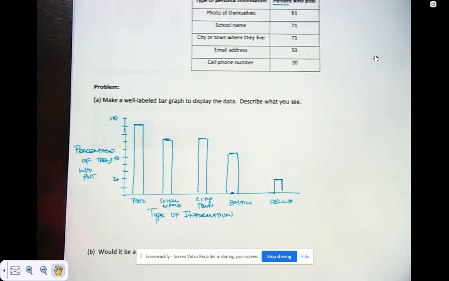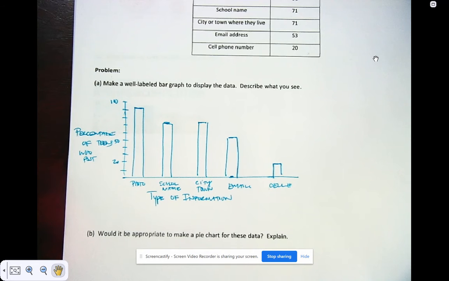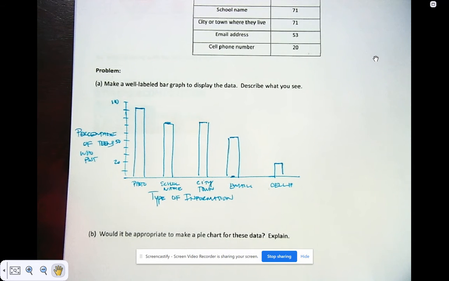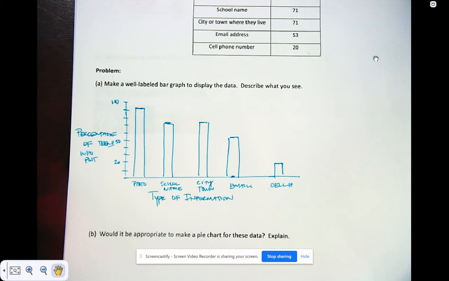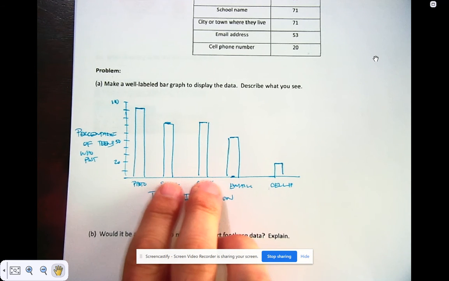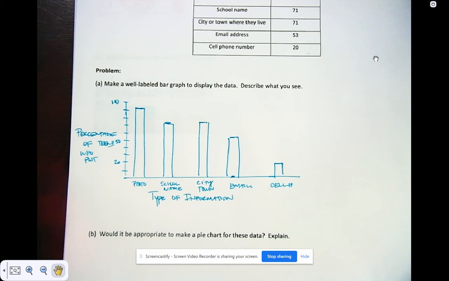And we haven't learned anything that isn't common knowledge, right? We all know how to do a bar graph. You can make some basic statements here. The highest percentage of things that are posted are photos, with the smallest being their cell phone number. School name, city, and town seem to fall right around the same, with email being a little bit less than those two. So just saying basic things. Your job as a statistician is to provide data and graphical displays to people who make decisions, and then with that display, say something intelligent, and that's where we're headed.